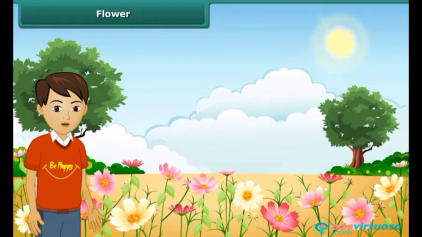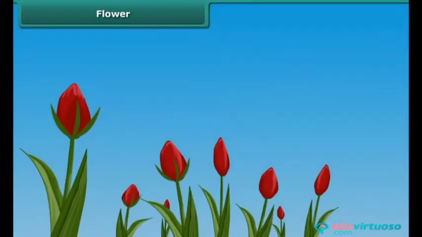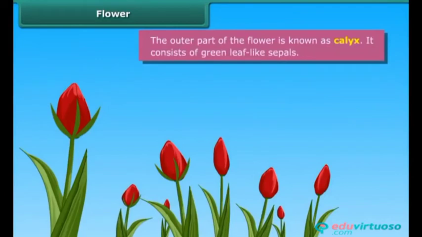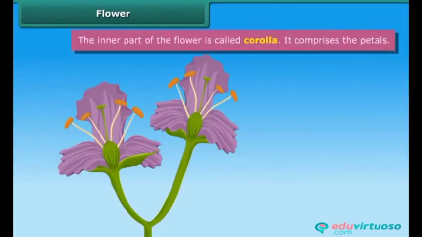So now we can learn about the different parts of a flower. So here it is a flower. The outer part of the flower is known as calyx. Okay, it consists of green leaf-like sepals. The outer part of the flower is known as calyx, and it consists of green leaf-like sepals. Okay, green colored sepals are there for the outer part.